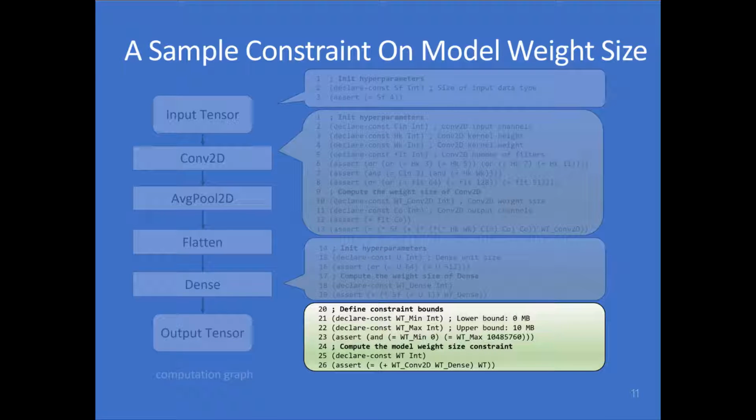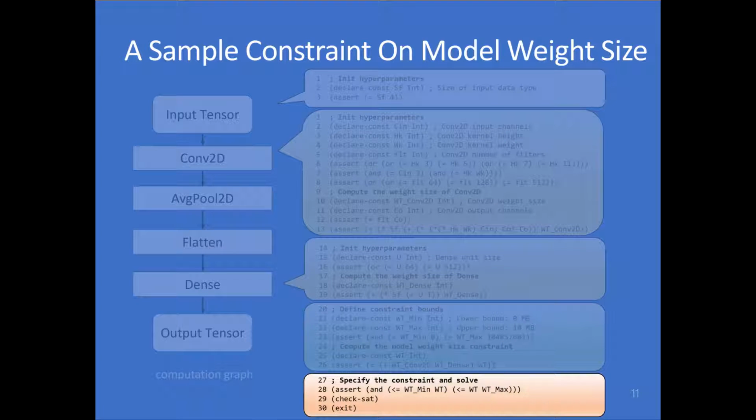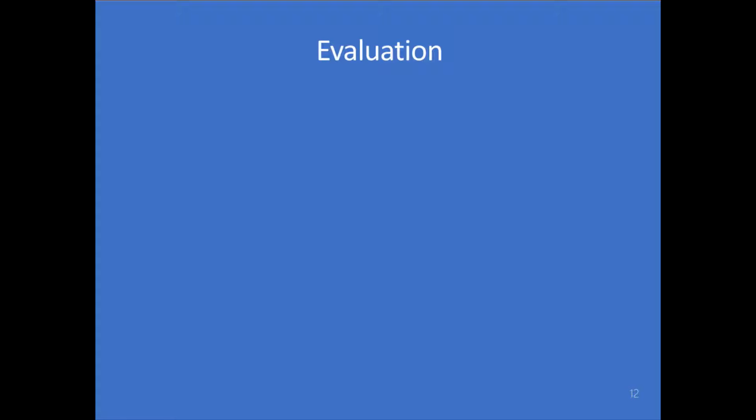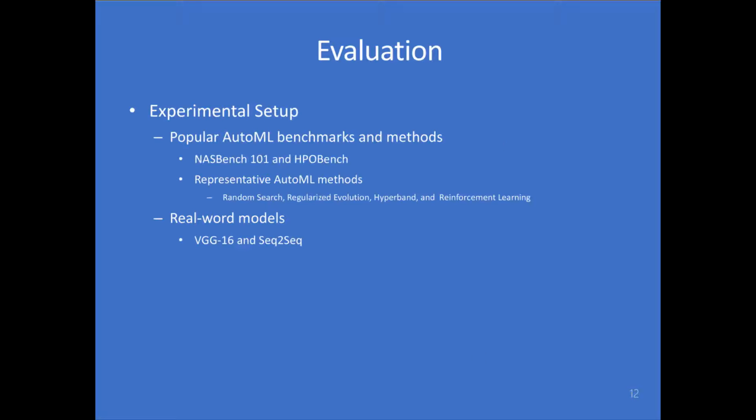The total model weight size is equal to the sum of the weight size of both Conv2D and Dense. Lines 25 to 26 show the weight size calculation. Finally, DnnSAT asserts that the results must fall between the lower and upper bounds, and so the satisfied configurations are given by line 29. I will introduce our experimental design to prove the effectiveness of DnnSAT.